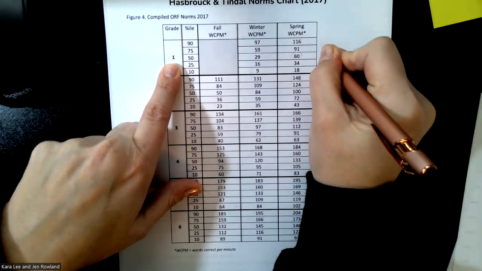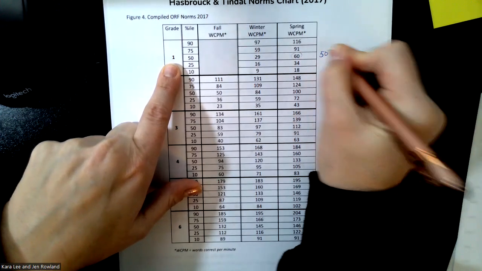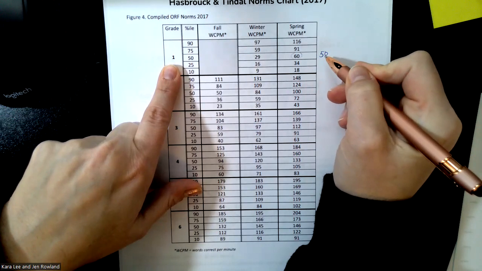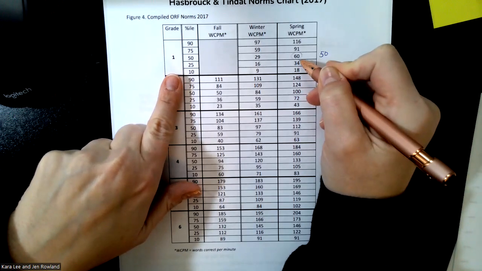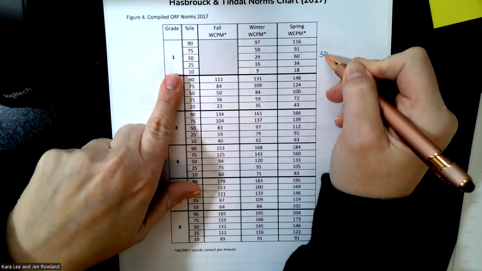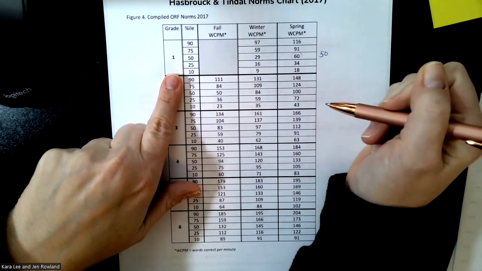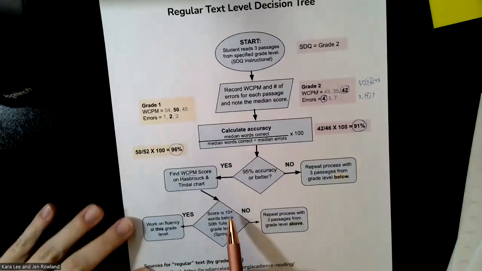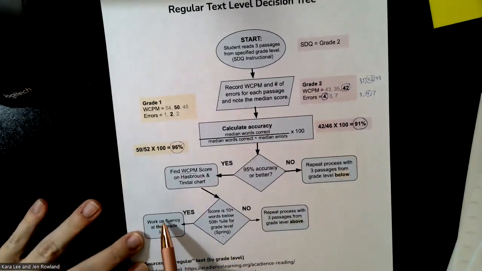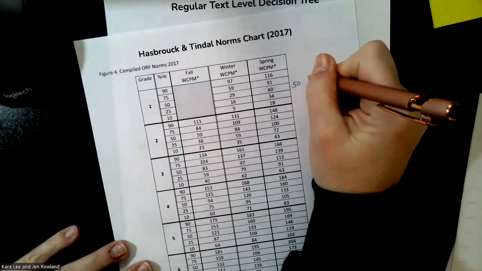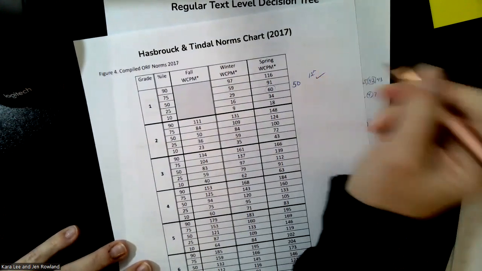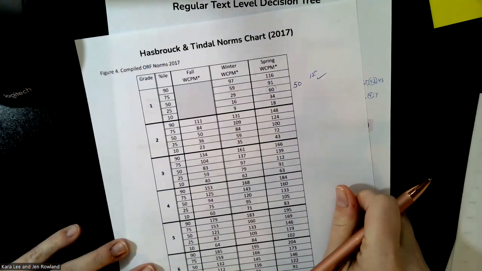Now, what was the number that my kid actually got? 50. Is that 10 or more words below 60? Is 50 10 or more words below 60? Yes, it is. Then, yes, I work on fluency at this grade level, whatever grade level that is, first, right? Yay, I found it.